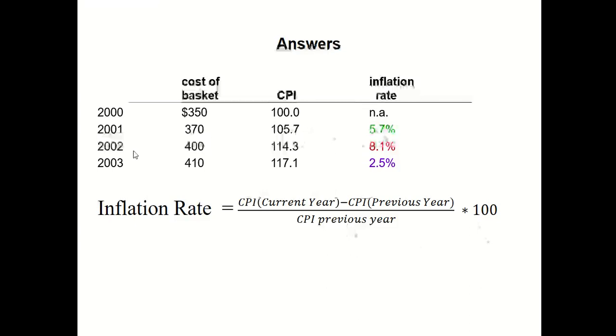For year 2002 again, 114.3 minus 105.7 divided by 105.7 multiply by 100, we get 8.1%. And for year 2003, 117.1 minus 114.3 divided by 114.3 multiply by 100, and we get 2.5% inflation rate for year 2003.